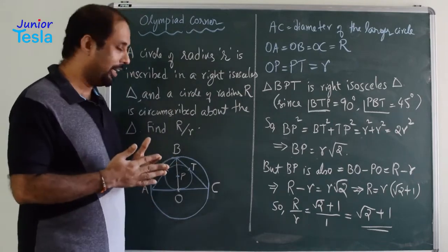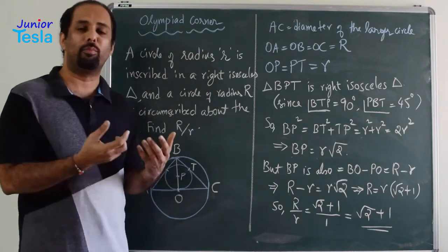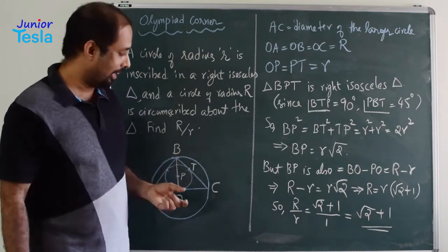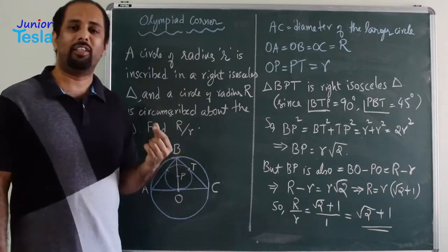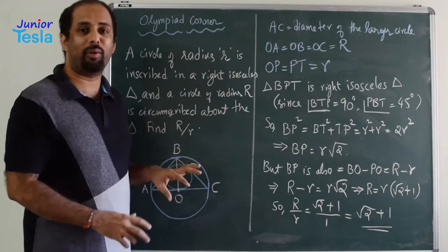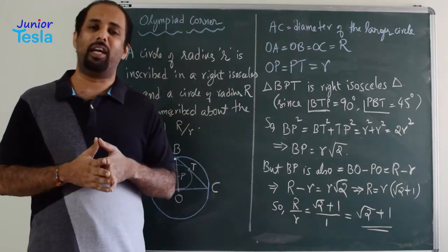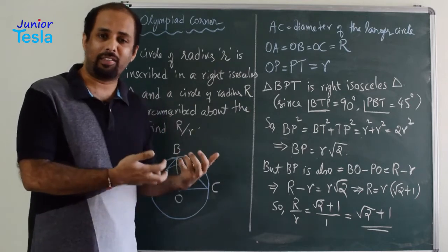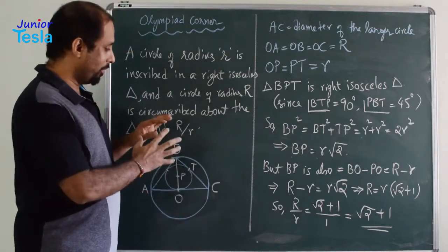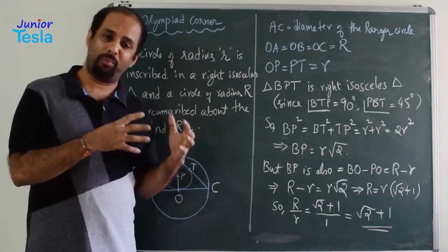So BT and PT, both of them are equal. Now the length PT, we know it is small r, the radius of the smaller circle. Therefore BT is also small r. So remember, we got all this information from the diagram itself. Whenever a geometry problem is given in Olympiad and it requires some kind of diagram, draw the diagram properly so that you can get all the information from the diagram.